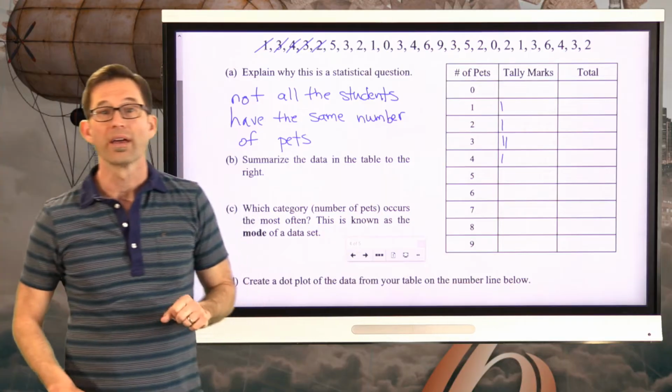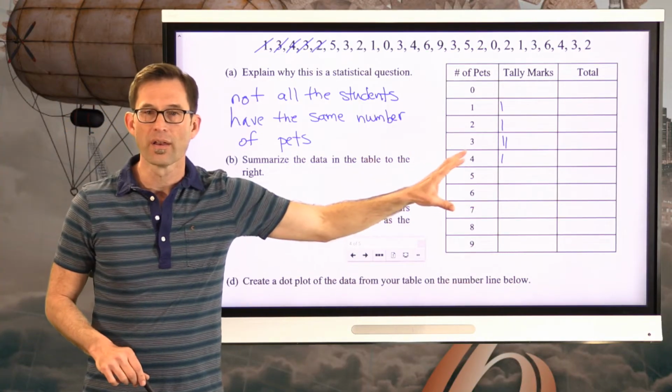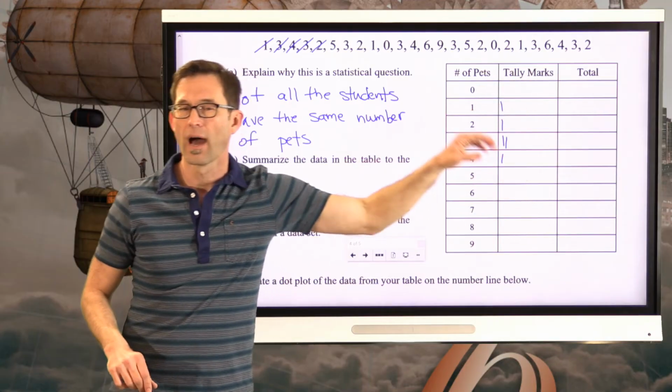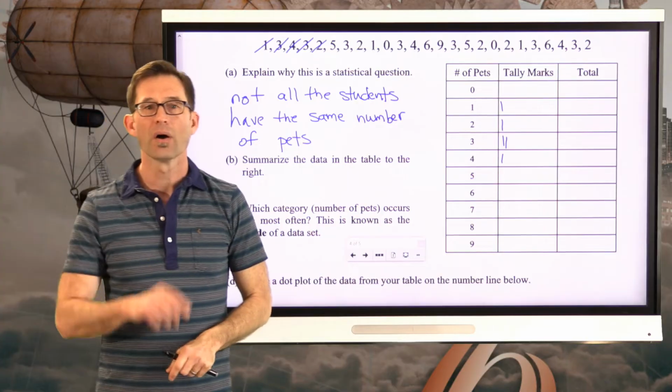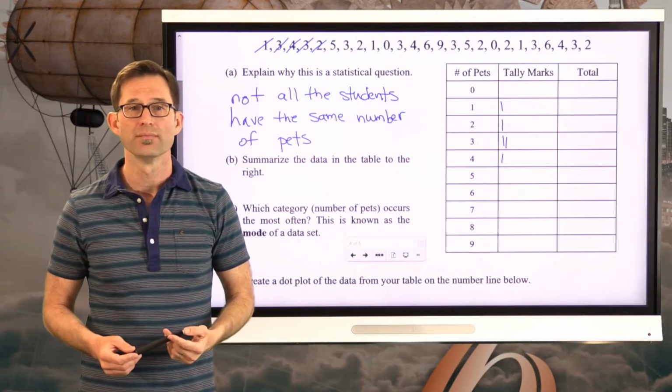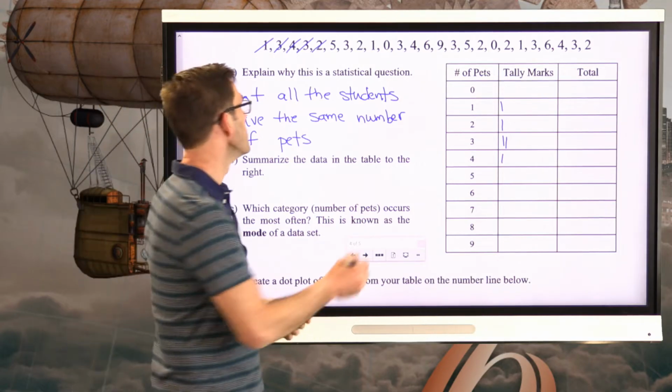And then once you've got all the tally marks, then you can kind of do your totals. What I'd like you to do is finish off tallying all the data like I've started, figure out your totals, how many kids had 0, how many kids had 1, how many kids had 2, etc. Pause the video now and take a few moments to do this. All right, well, let's do it.